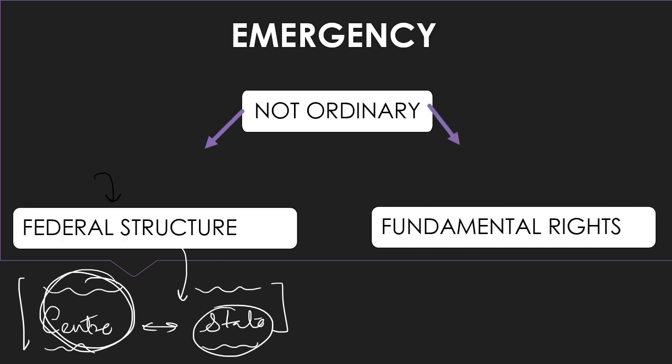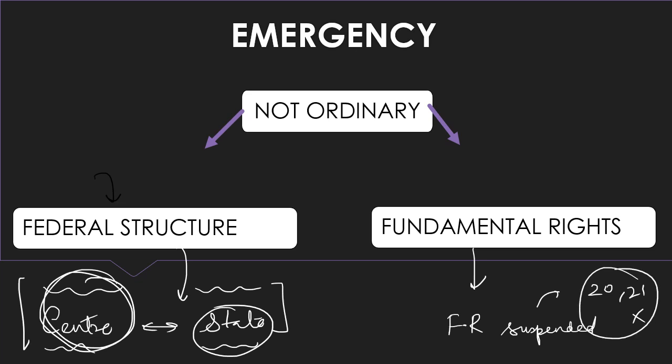The other thing that is affected are the fundamental rights. So during an emergency, the fundamental rights get suspended, right? Of course, fundamental rights like Article 20 and 21 are not suspended, but the other fundamental rights get suspended during an emergency. That's why an emergency is really an extraordinary situation.